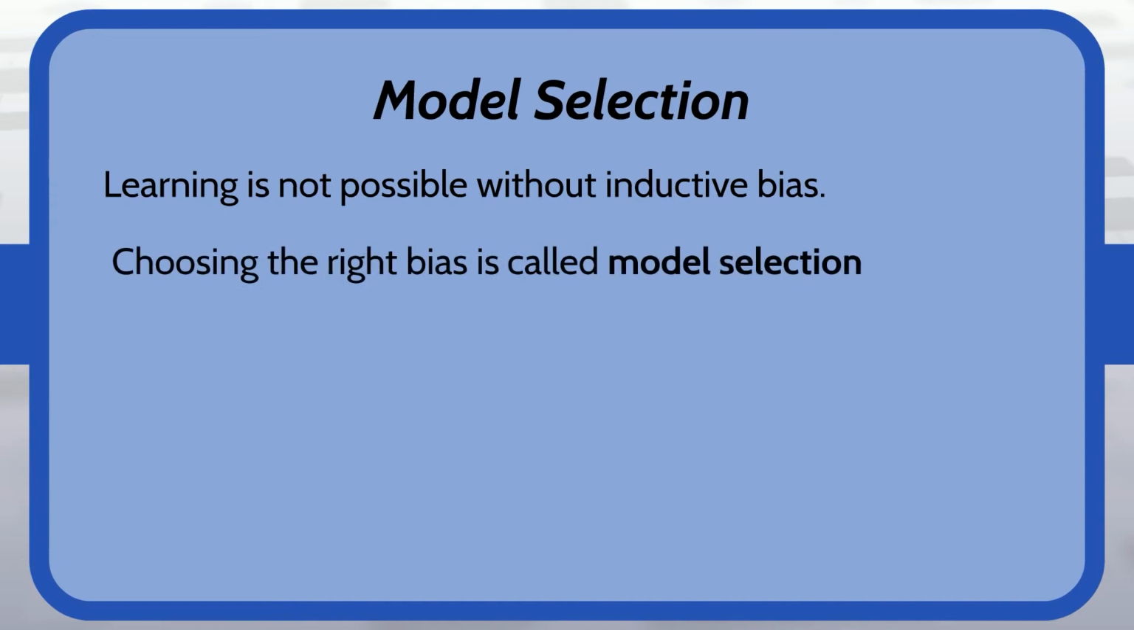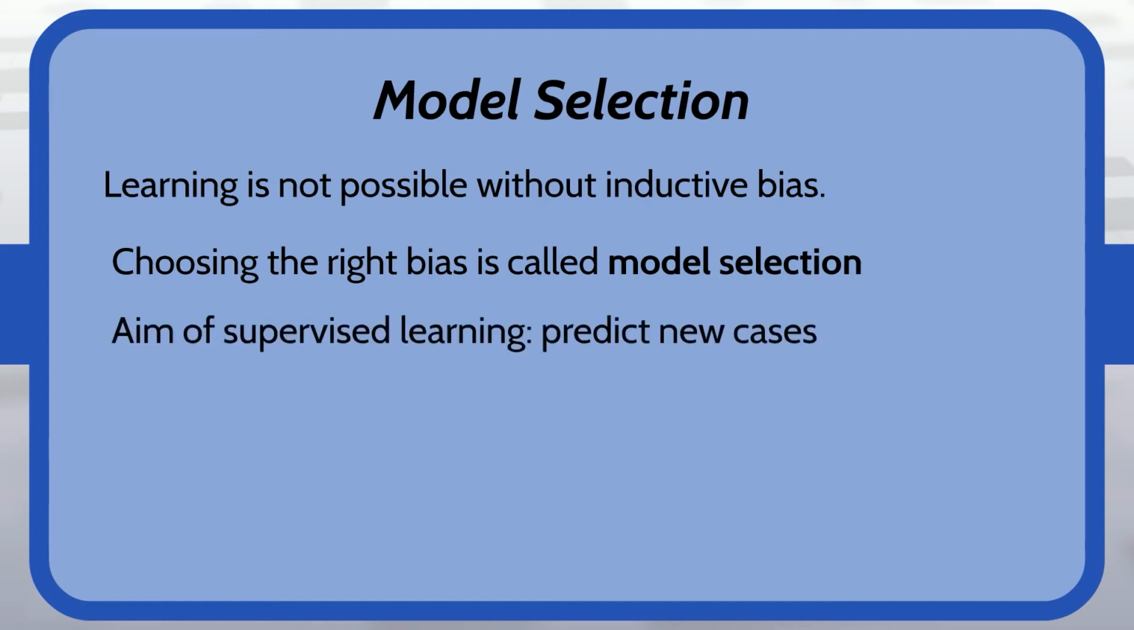But choosing the right bias, choosing the right amount of inductive bias, is going to be what we call model selection. Because the question really is, how do we choose the right bias? And what is that going to give us? This is model selection, which in other words is just choosing between the possible hypothesis classes.